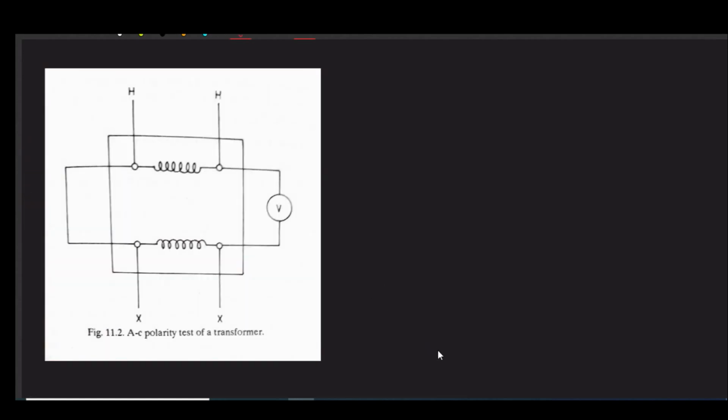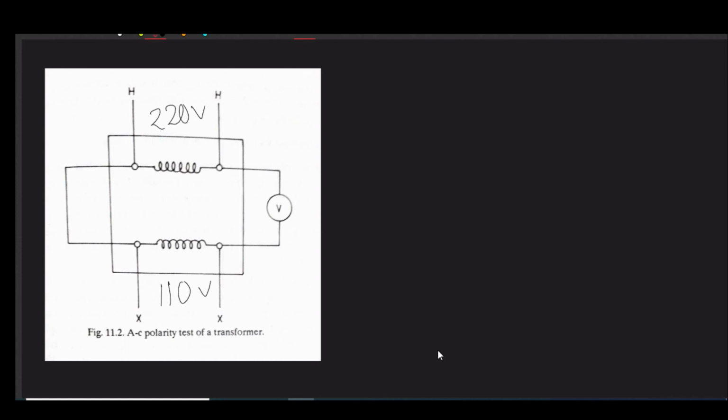Yeah, this is the way we can perform a polarity test if our polarity is not marked. Like if we are having a 2:1 transformer and this side is 220 volt and this side is 110 volt, then we know the voltage rating of the transformer, but the polarity mark is not known to us. Then what should we do?